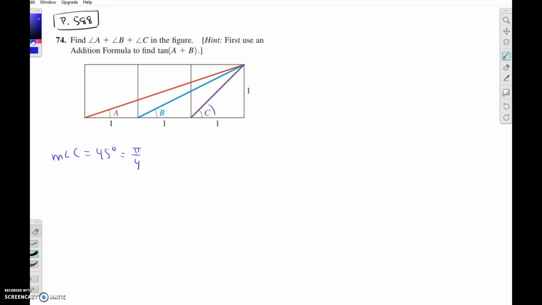So I'm not really sure where this hint comes in, but maybe it'll come in a little bit later. Basically, if I wanted to find B, I could use right triangle trig. This triangle here has B in it, so the tangent of B is equal to 1 over 2. The problem is I can't find this angle in exact form. And the tangent of A, similarly, I can't find the measure of angle A either.